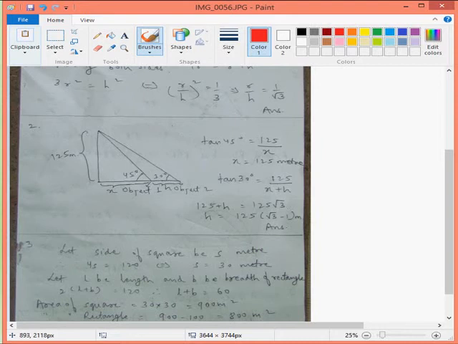If I put it as tan 45, I am supposing the distance from here to here as x, and from here to here as h. I have written it here. So tan 45 is equal to perpendicular by base. What is the perpendicular here? 125 meters. So tan 45 is equal to 125 upon x, and the value of tan 45 is 1. So 125 upon x is equal to 1. So x will come out as 125.